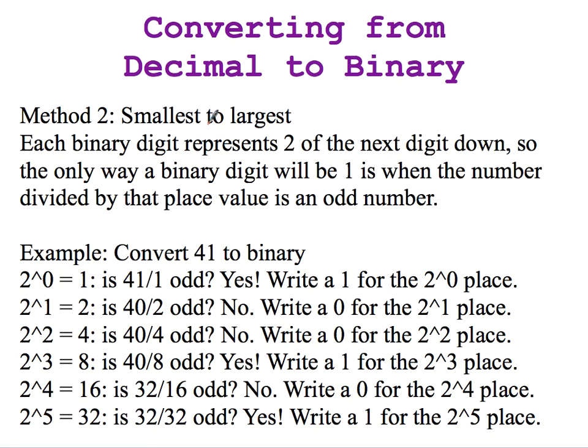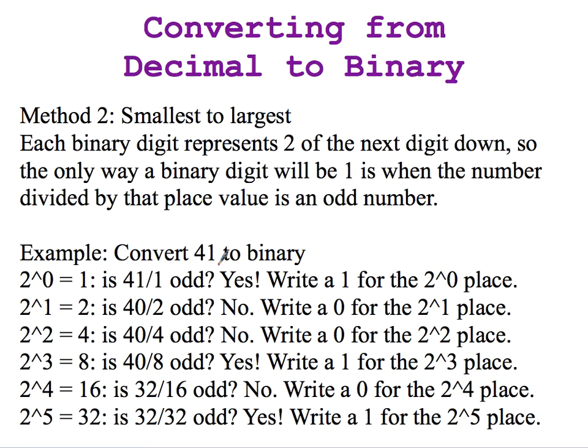The other way that we're going to talk about here is to go from smallest to largest. The key to doing this is to realize that each binary digit is double the digit that comes after it when we move from left to right. So the place values are multiples of 2. The first place value is 1's, the second is 2's, the next is 4's, etc. The only time we have a 1 in a binary digit is when the number that we're looking at divided by the place value is odd.